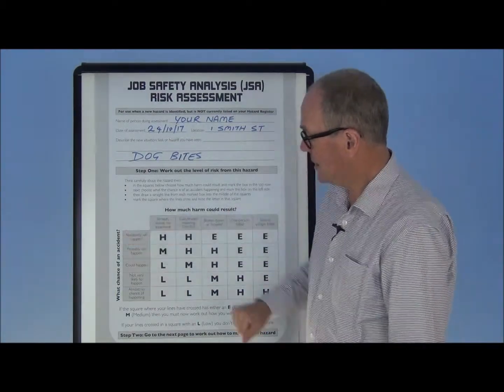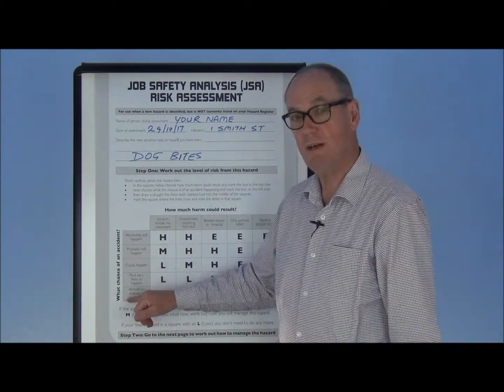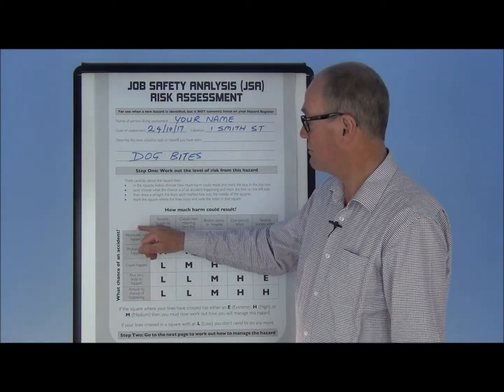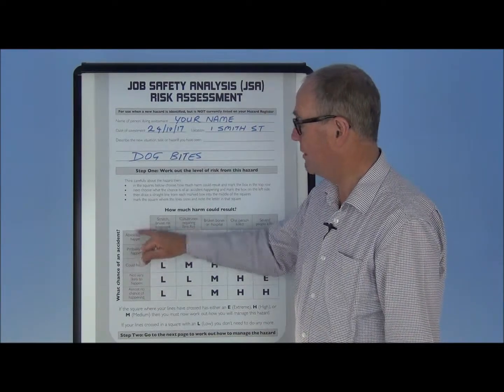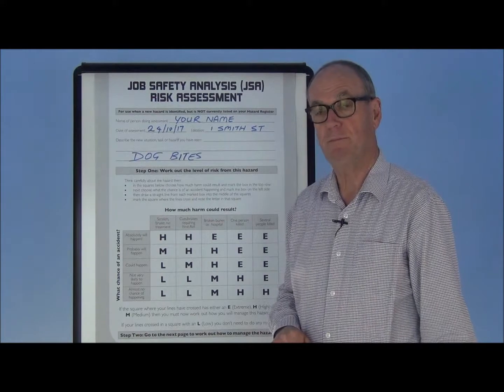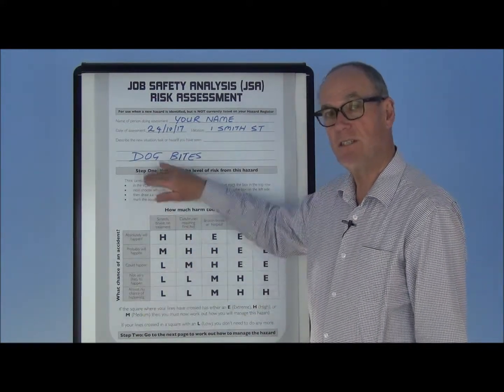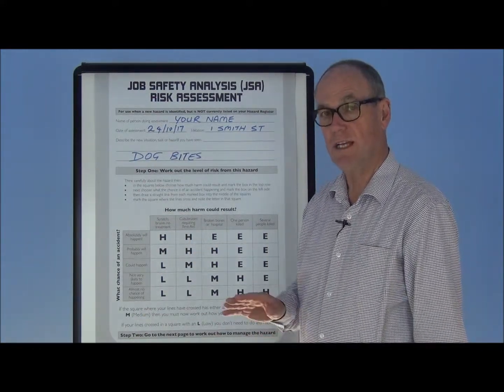In the what is the chance of an accident, it goes from almost no chance of happening through to absolutely will happen, covering not very likely, could happen, probably will happen, up to the absolutely will happen. So again, a fairly steep lifting curve there as well on that scale.